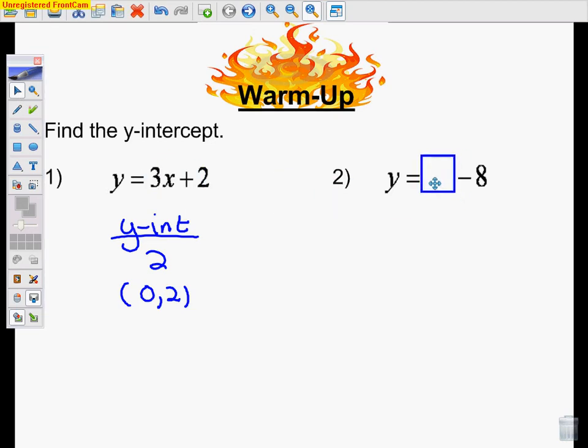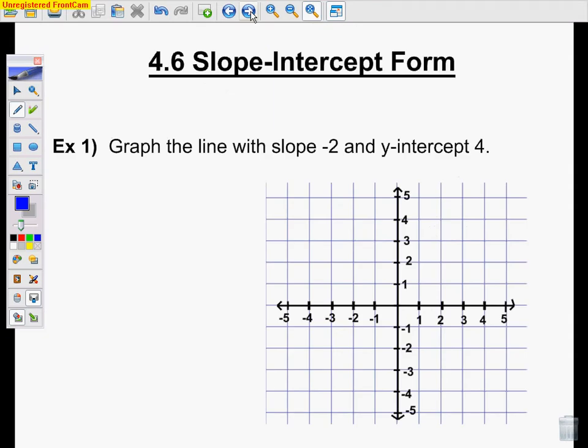If you cover up the x value, we can see that the y-intercept is negative 8. So that's the ordered pair (0, -8). Okay? Alright, here we go. 4.6. Don't forget to go ahead and write down the title and the date. Now we're going to do this first problem on together.